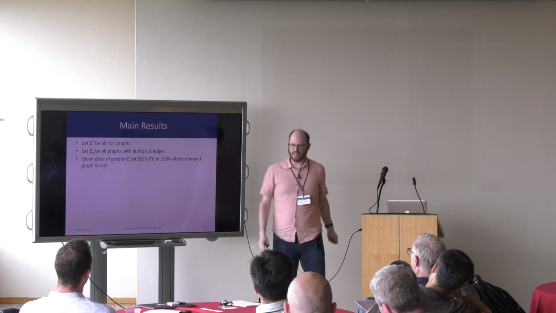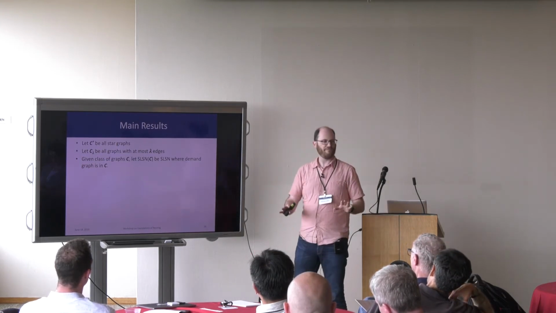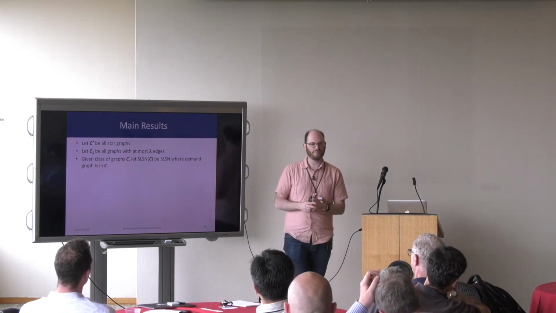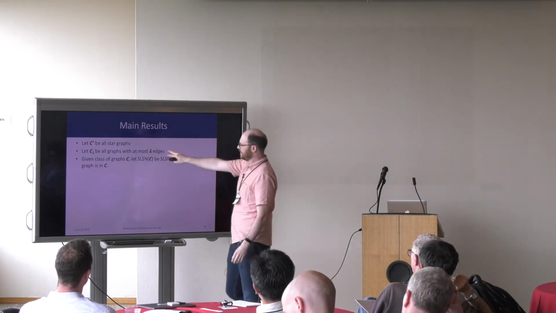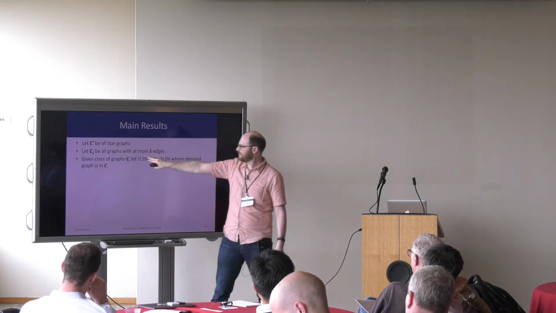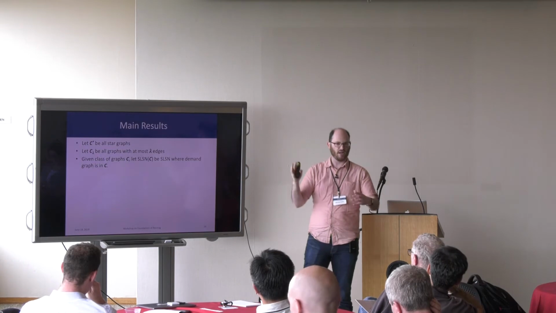OK, so let me just state the results. So I'm going pretty fast. That's good, because I guess we're running a little behind, so I'll end a little early, and we'll have time for discussion. OK, so here's our theory results. Let C star be all star graphs. Let C lambda be all graphs that have at most lambda edges. Think of this as a constant. So these are constant size graphs.